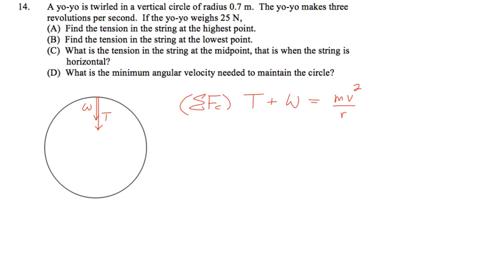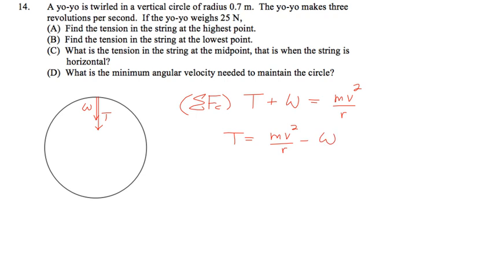So the question is find the tension in the string. This is actually easier than the other one because the math is easier. If I want to solve for the tension, all I have to do is move the W to the other side. They gave me the weight, so actually, I'm going to leave it as the weight. I'm just going to move it over. So that's going to be mv squared over r minus W.